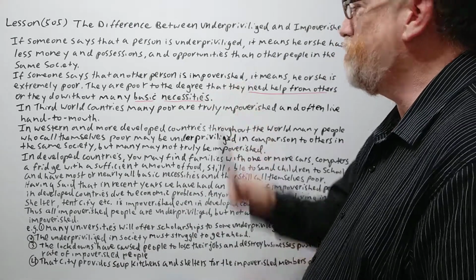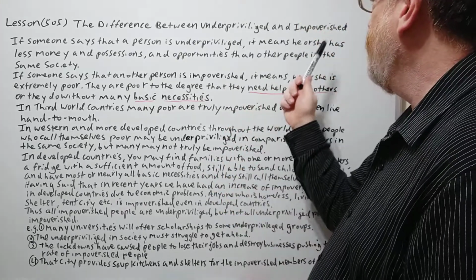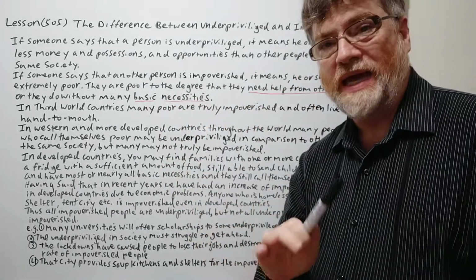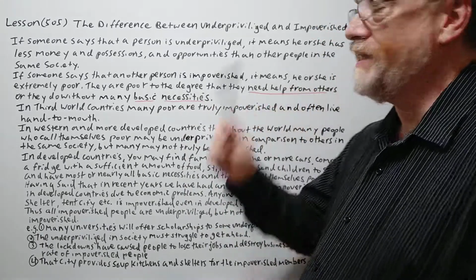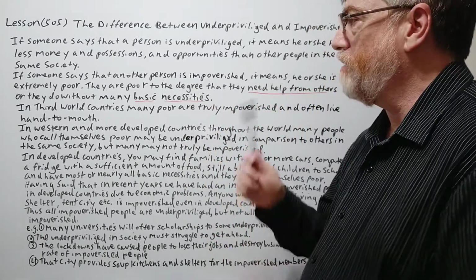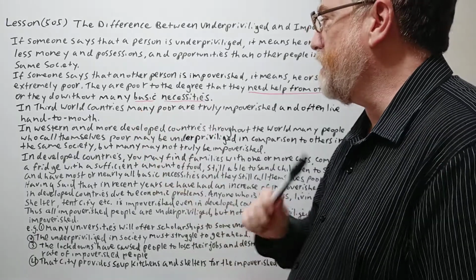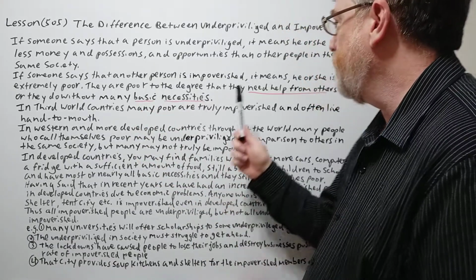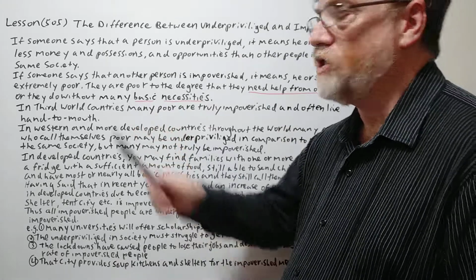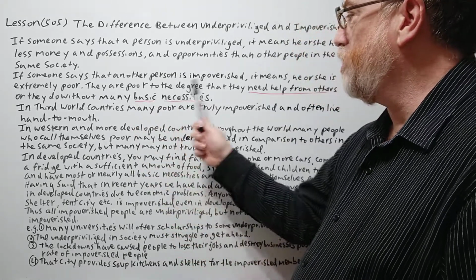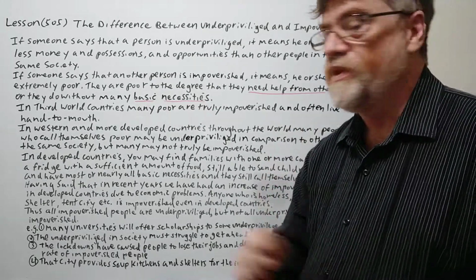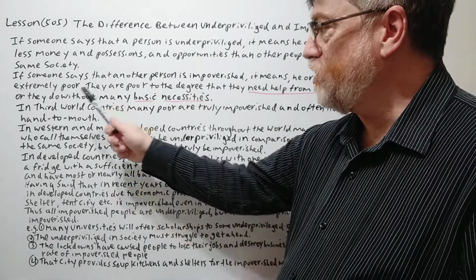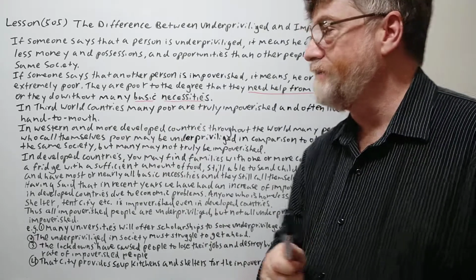If someone says that a person is underprivileged, it means that he or she has less money and possessions and opportunities than other people in the same society. Okay, let's continue. If someone says that another person is impoverished, it means he or she is extremely poor. They are poor to the degree that they need help from others, or they do without many basic necessities.